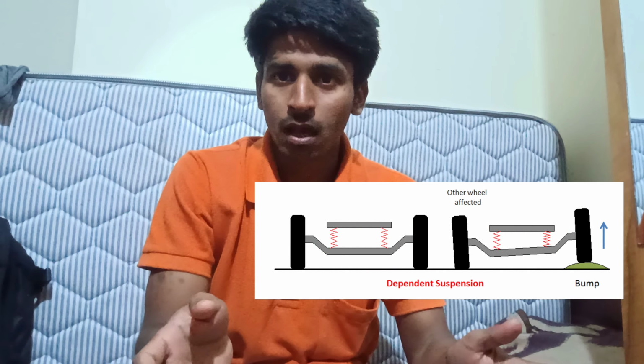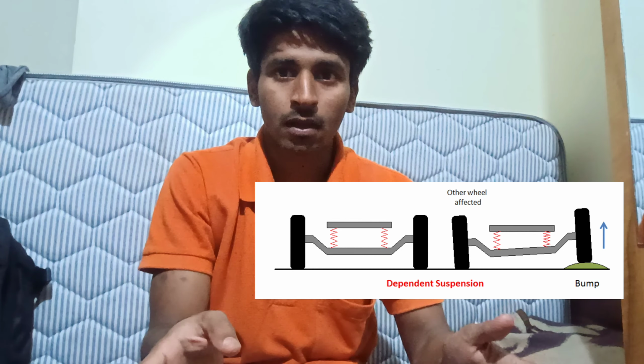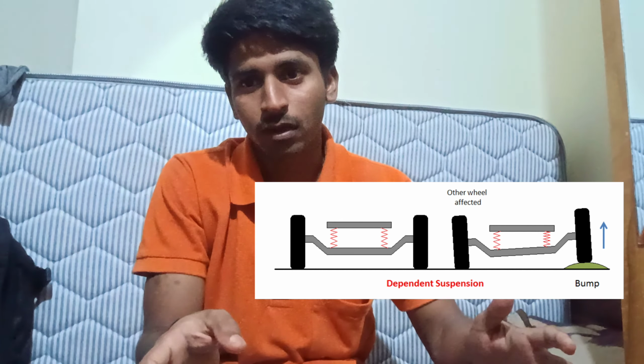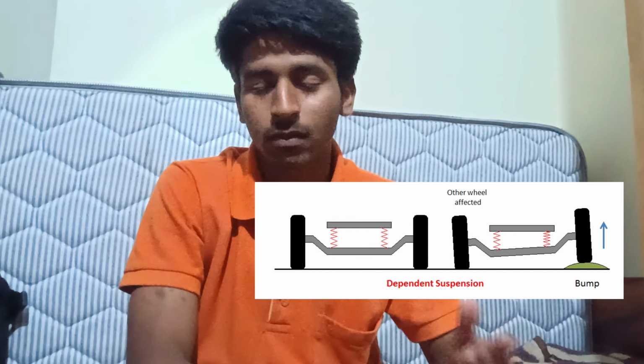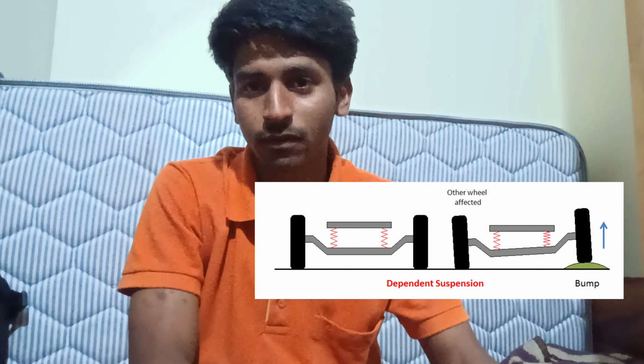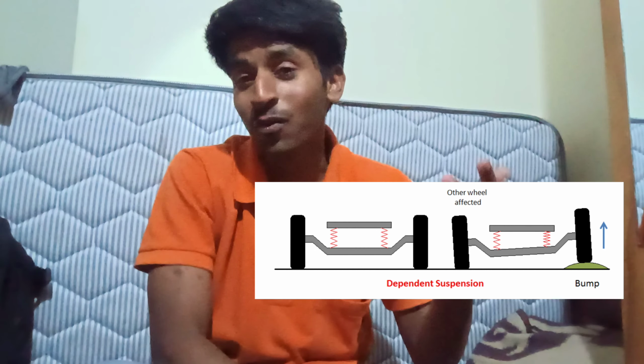So think about this: the left and right wheels are mounted on the same solid axle, and for some reason, okay, maybe because the earth was not flat or because of some stupidly weird reason, the tire had to go up.